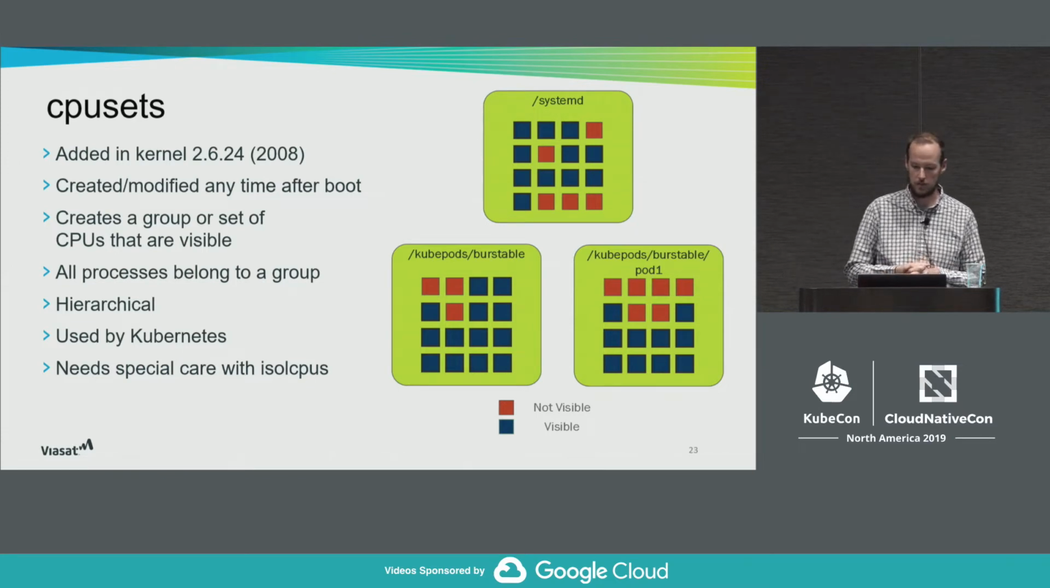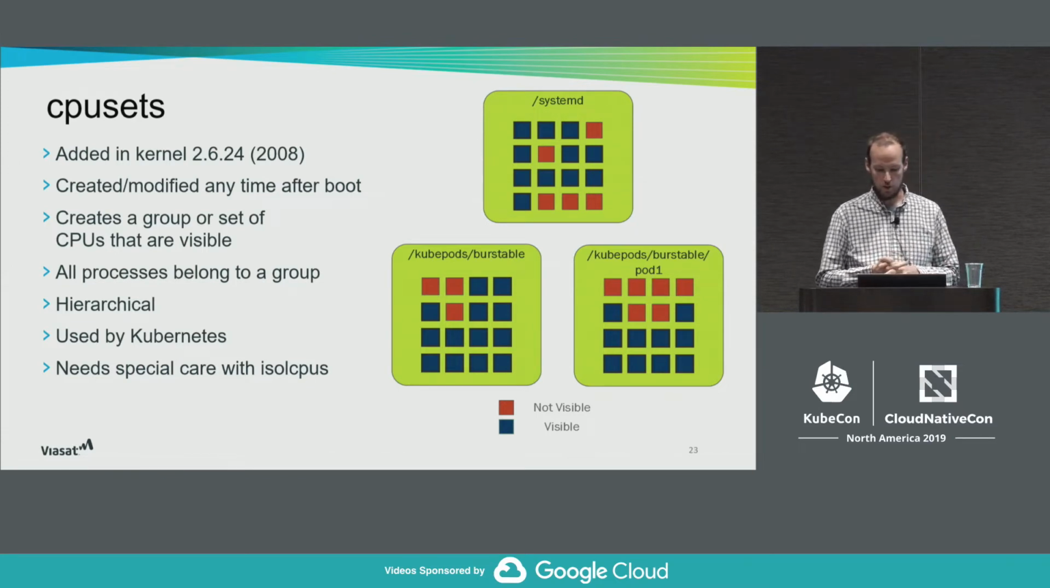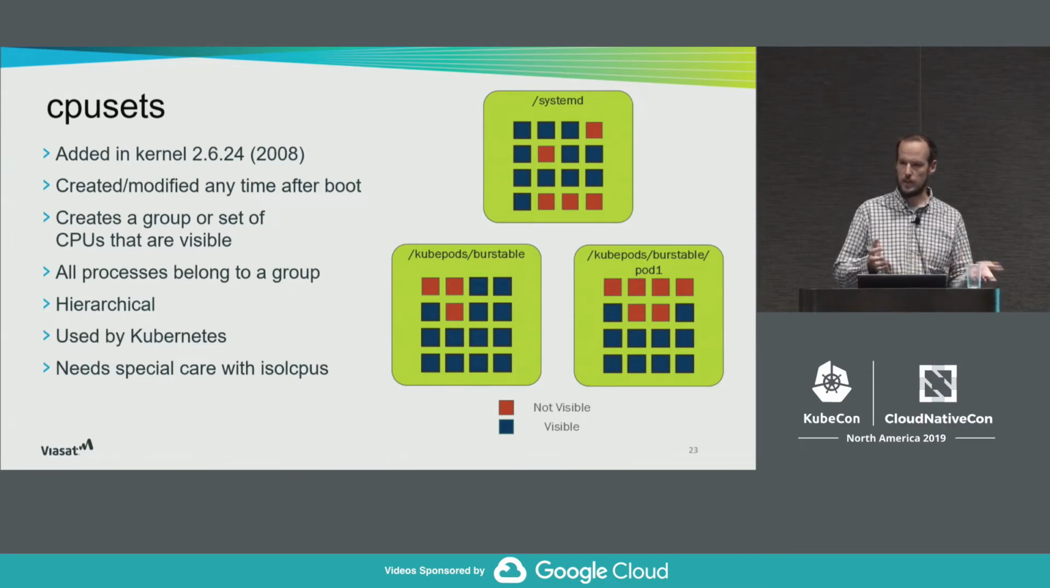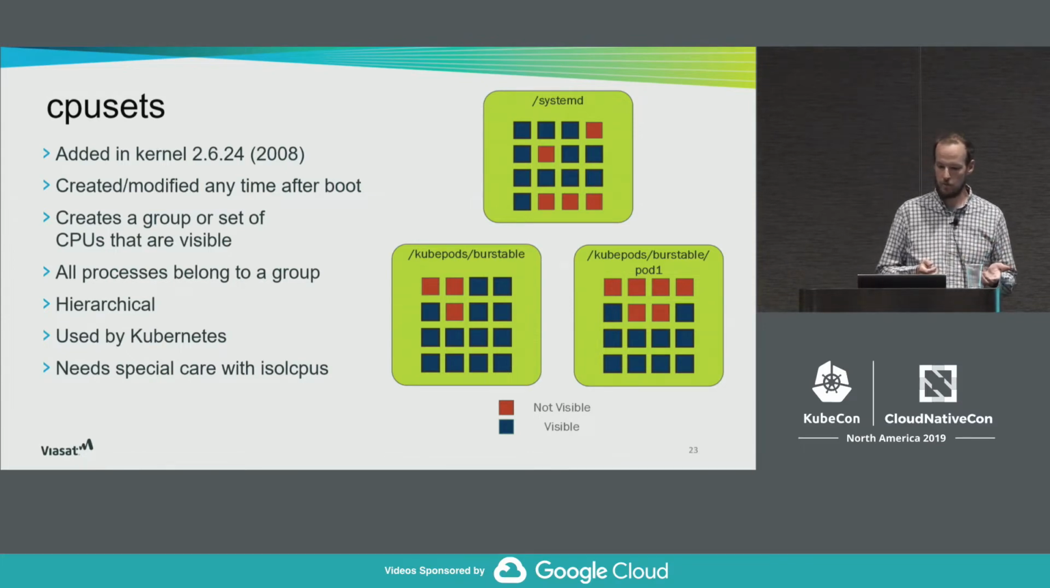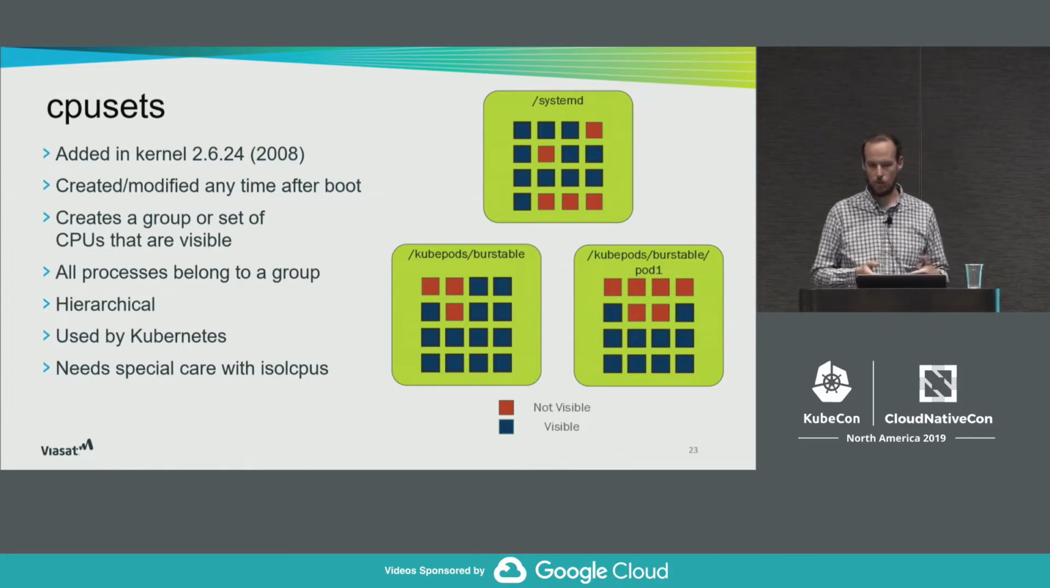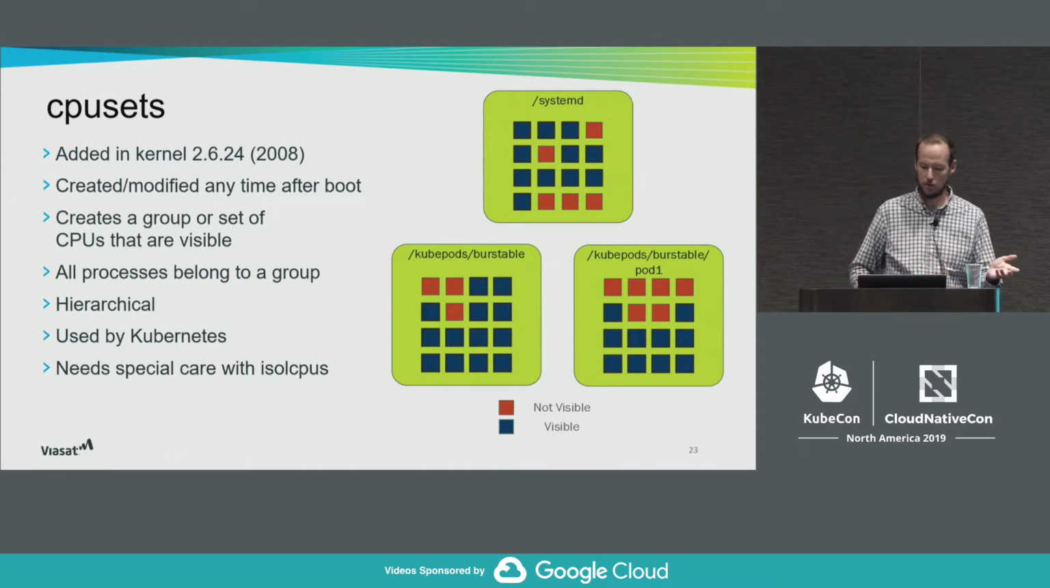In the example on the top, the group name is /systemd, which is a common one if you're running systemd. Within that, there are five cores that are not visible because you set them to not be visible in that group. So when a process is moved into that systemd group, it won't be able to see those cores on the system anymore. It can't use them. And you can move any number of processes that you want into that group. The other nice thing is it's hierarchical.